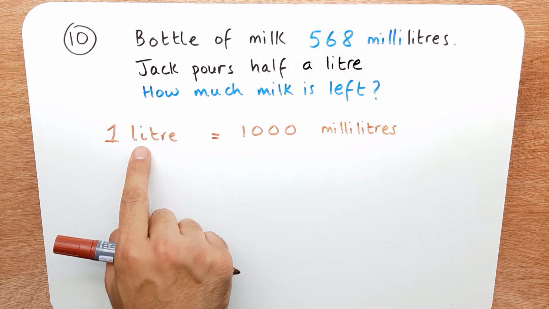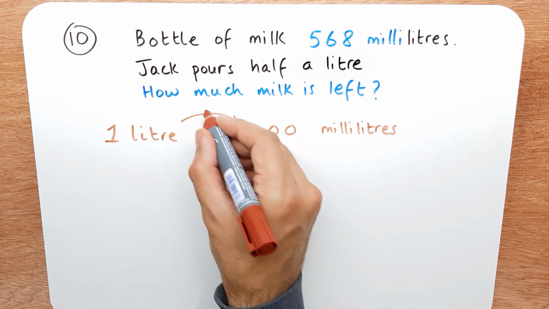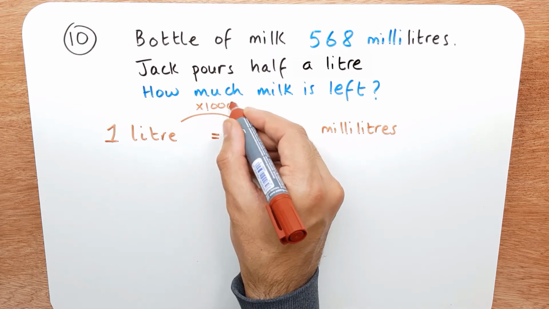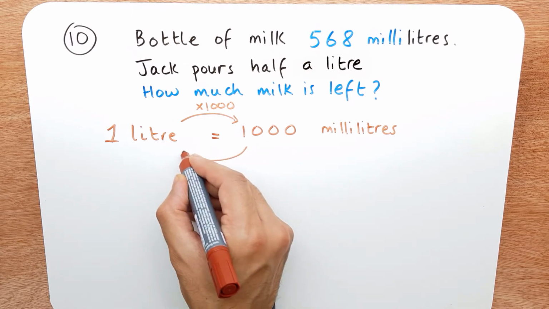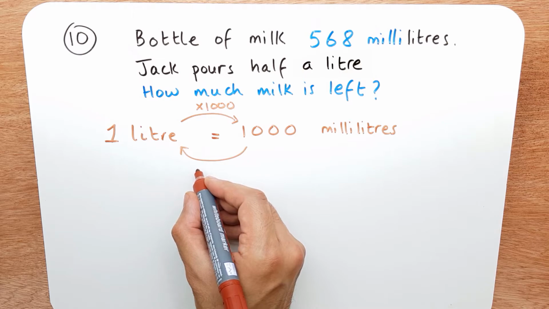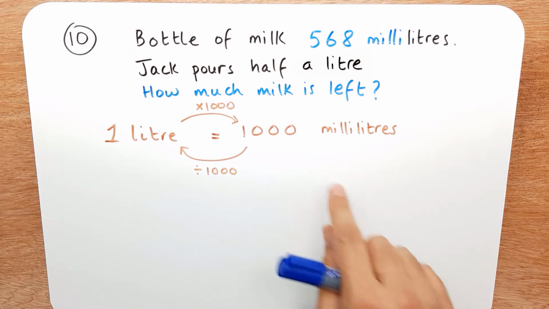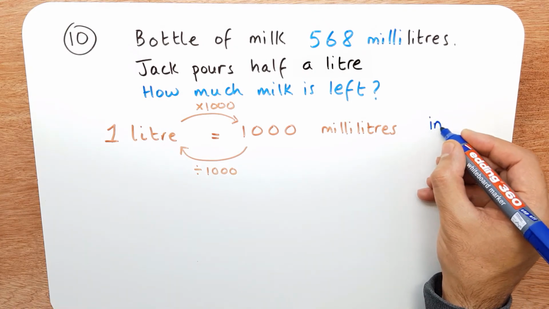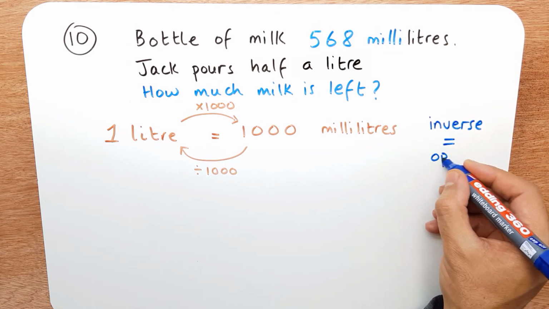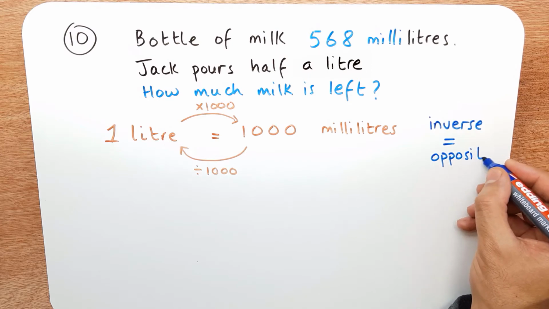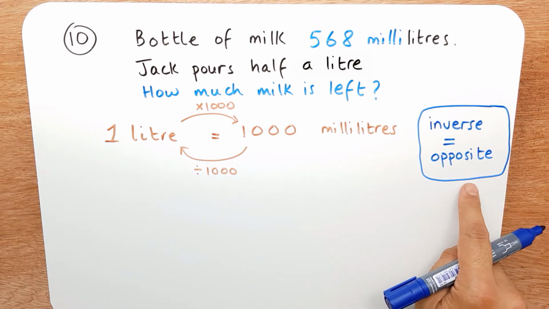So if I want to go from a litre to a milliliter, I go that way and I multiply by 1,000. And if I want to go from milliliters to litres, I go backwards and I do the opposite or the inverse. So I divide by 1,000. Let me write the word inverse that I used. Inverse simply means opposite. If you can learn this, it's very helpful when you start doing maths at a harder level.